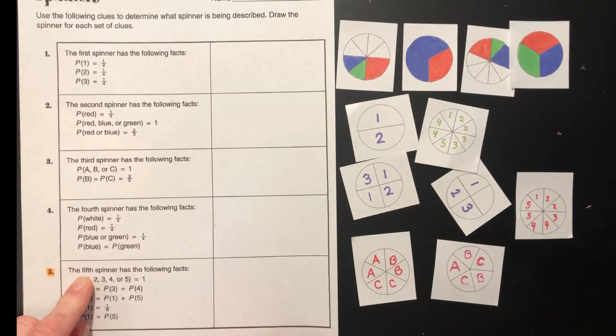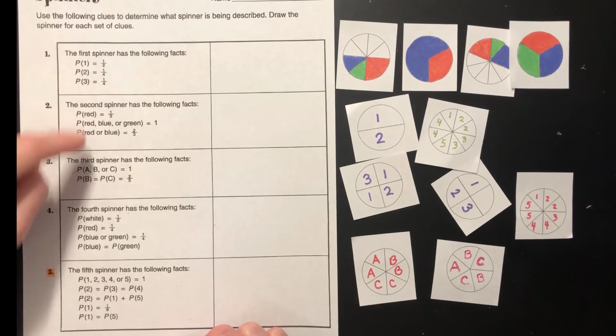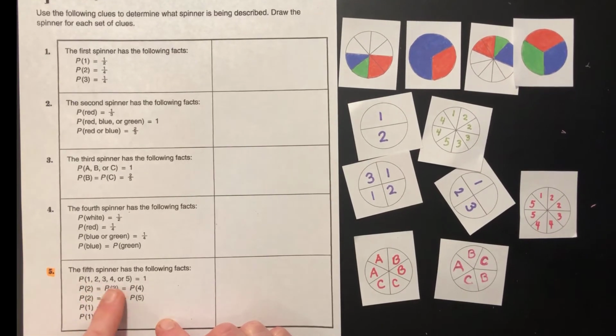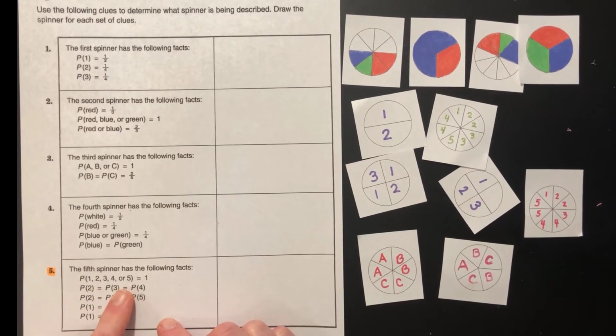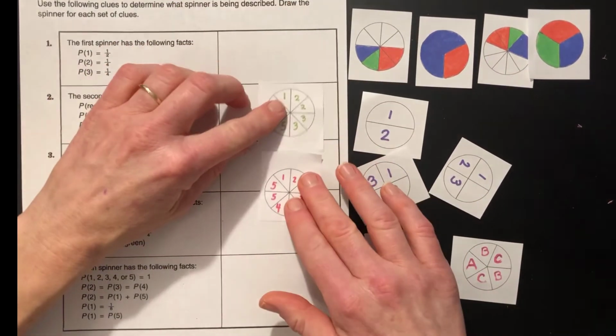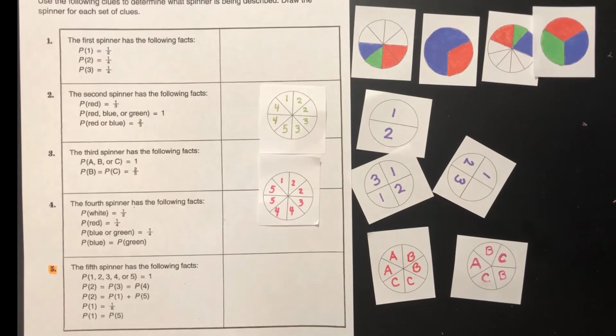The 5th spinner, 1, 2, 3, 4, 5. The 5th spinner has the following facts. Probability of landing on 1, 2, 3, 4, or 5 is 1. So that tells me that one of these numbers is on every one. 1, 2, 3, 4, 5. All right, it's going to be one of these two because it's got 1, 2, 3, 4, 5 on everything.